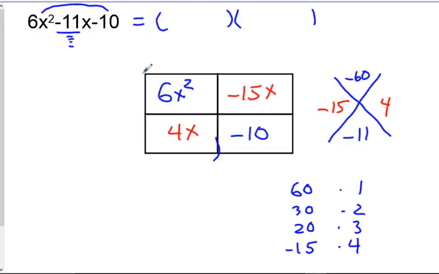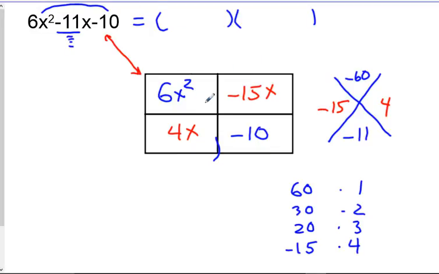Now, the area of this rectangle is equivalent to my original trinomial. Now, if only I could figure out a length and a width of this rectangle that when I multiplied it together would give me this area. If I could do that, I would have factored this trinomial. And I can do that simply by finding the greatest common factor of this row, and then the greatest common factor of this row, and then of this column, and then of this column. Let's see how that works.